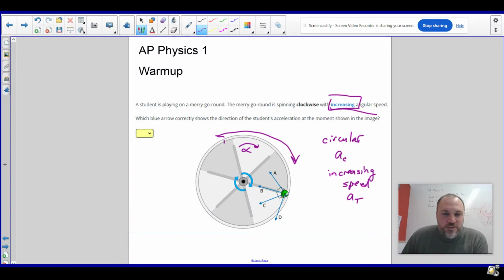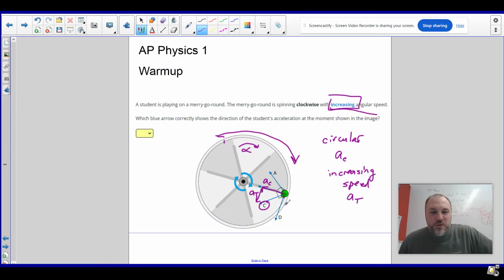So what I would say is this person needs both a centripetal component that is AC and also a tangential component that is helping them speed up. And together, that would make a hypotenuse equal to vector C. So the overall acceleration of this person is in the direction of C. It gives them both a turning component and a component that is speeding them up.